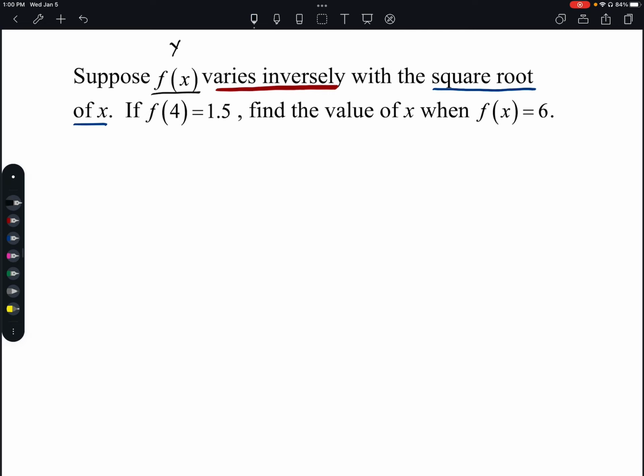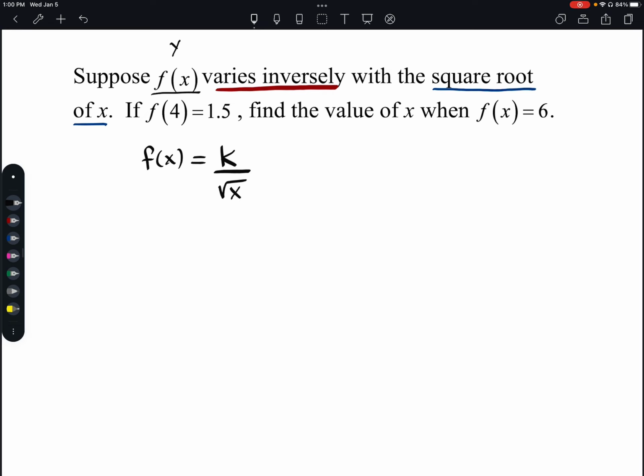So let's just set up that basic equation first. We're going to do f of x would equal k, and then since this time we're talking about varies inversely, we know that we're going to divide k by whatever else we find there. So that would be our square root of x. So we're going to say k divided by the square root of x.